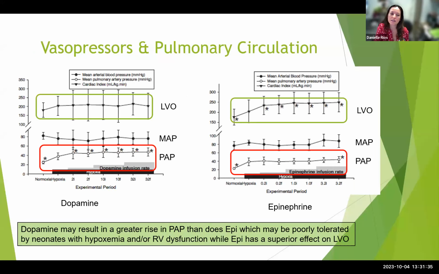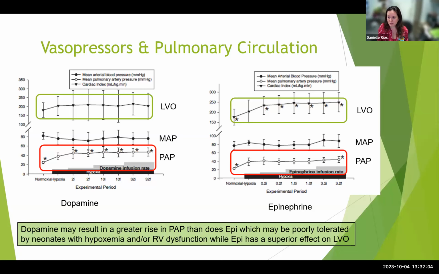In this case, this is looking at vasopressors and pulmonary circulation, and this is a neonatal piglet model. So these piglets, I was going to say babies, but these piglets, were made hypoxic and then given dopamine or epinephrine. Dopamine significantly increased the pulmonary pressure above the baseline expected for hypoxia throughout the dosage range. So even at the lower doses.